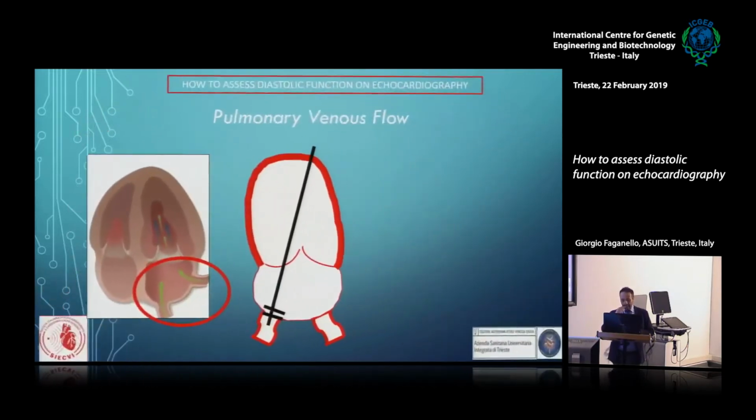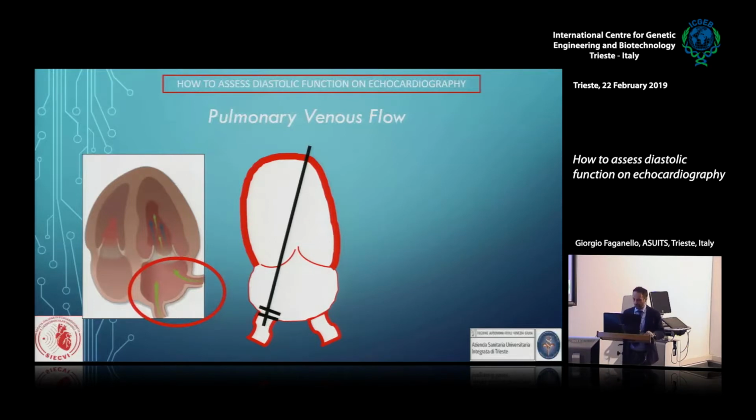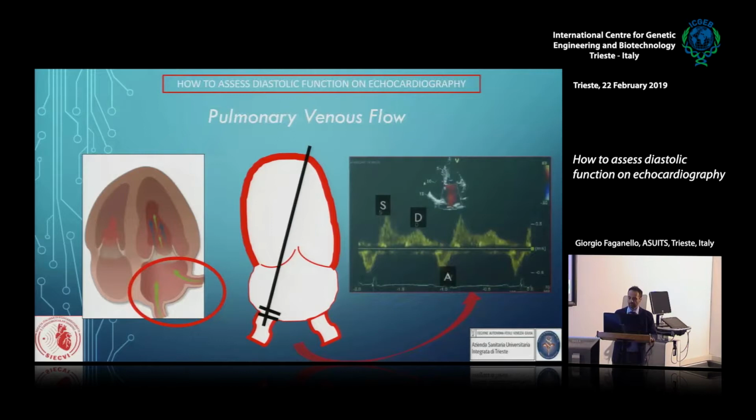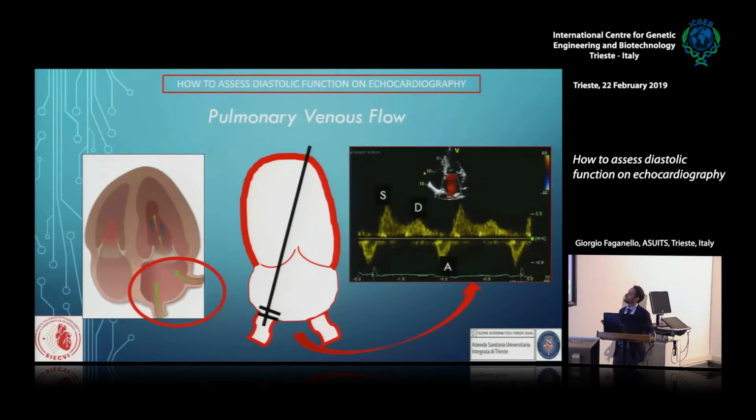Move on, and from anatomy we know that the filling of the left atrium is coming from the pulmonary veins, okay? So sometimes we need to scan the pulmonary veins to understand. These are the curves of our pulmonary veins, a systolic curve and the diastolic curve, D wave and A wave, which is a reversal flow into the pulmonary veins.